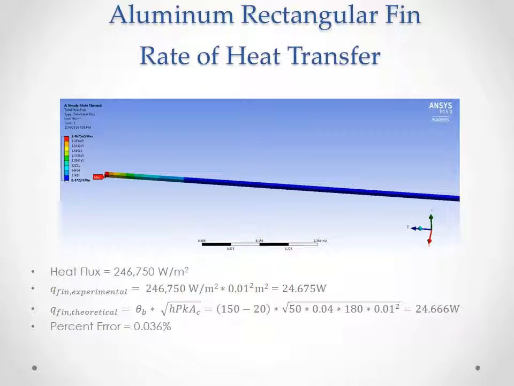For the aluminum rectangular fin, we found the heat flux was 246,750 watts per meter squared, which was then multiplied by the cross-sectional area, which gives us a heat transfer rate of 24.675 watts. When comparing this to the theoretical result, we found that there was only a 0.036% error.